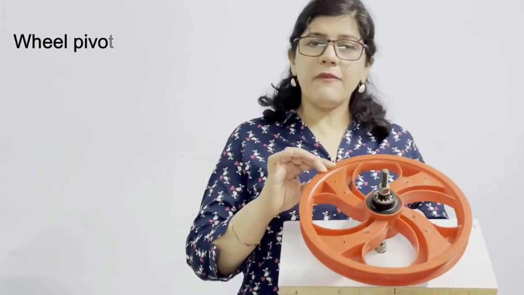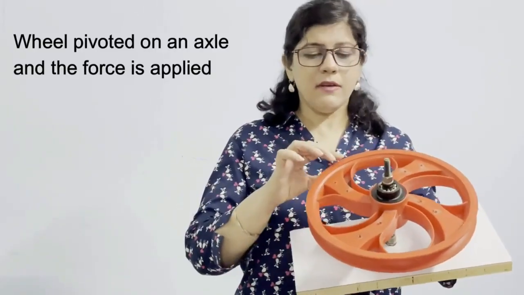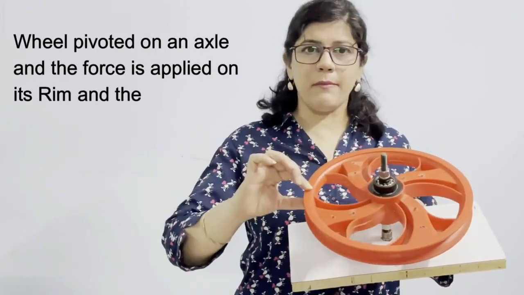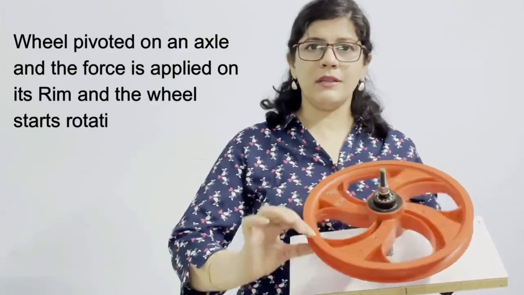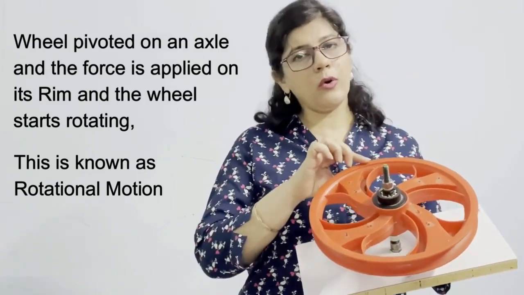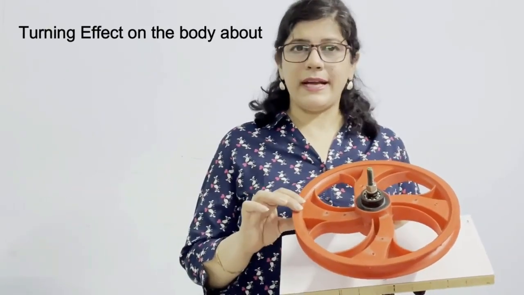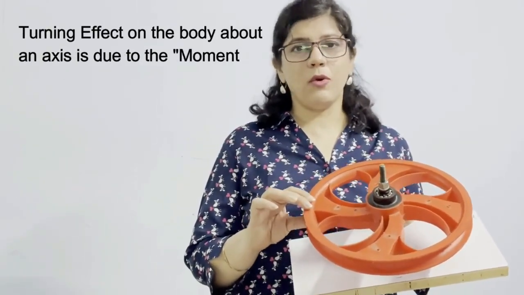For example, if a wheel is pivoted at its center, or you can say axle, and we apply a force on its rim, then the wheel starts rotating. This is known as rotational motion. Anti-clockwise or clockwise motion depends on the direction in which we are applying the force. Turning effect on the body about an axis is due to the moment of force.